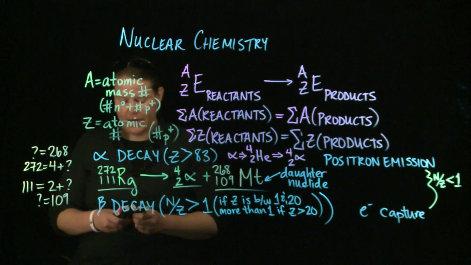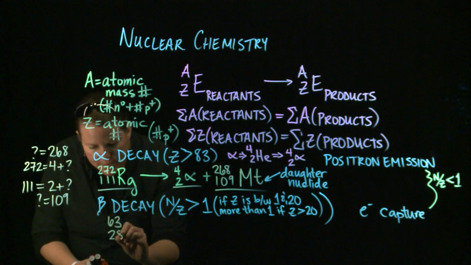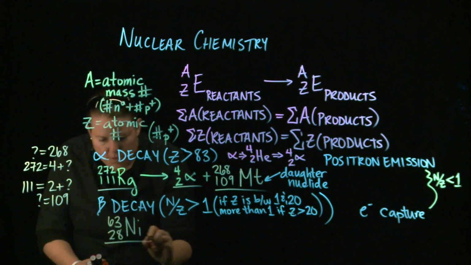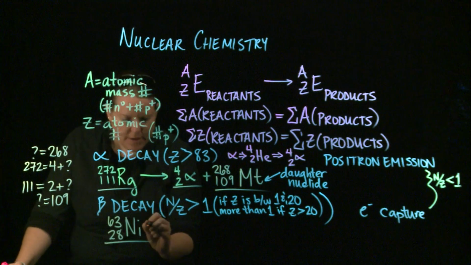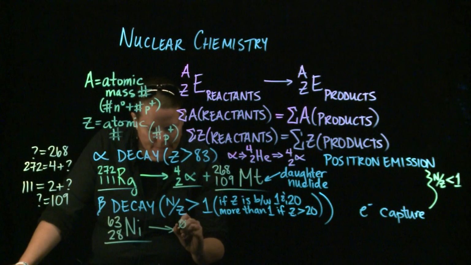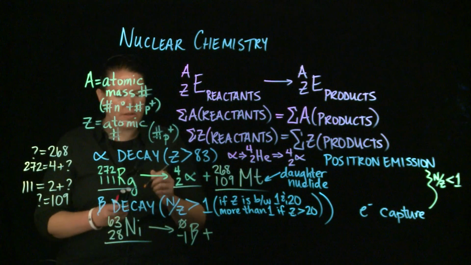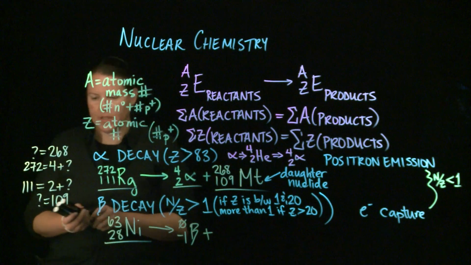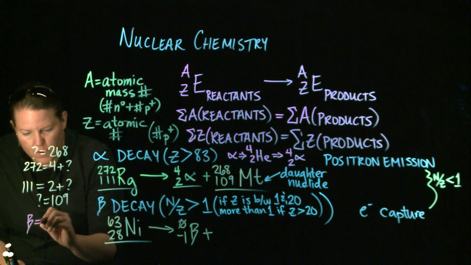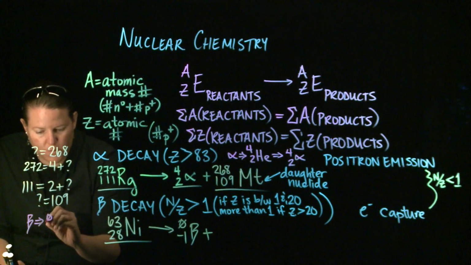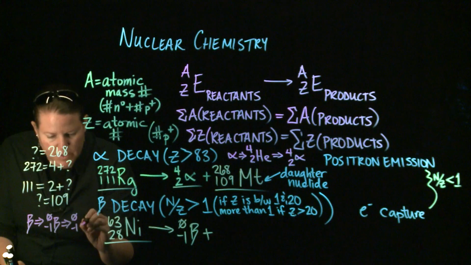Okay, let's do a beta decay. We did a beta decay with something the last time I talked about this, which was nickel. Okay, nickel is going to undergo a beta decay. What does a beta particle look like? Well, beta particles, basically like alpha particles, can just be labeled beta, or they can be labeled 0 over minus 1 beta, or they can be labeled 0 over minus 1 e.